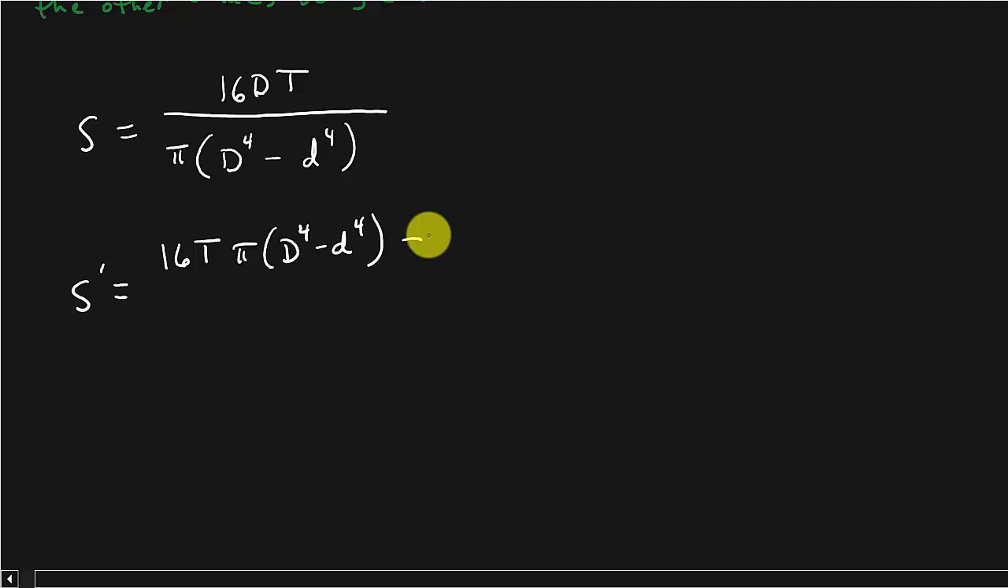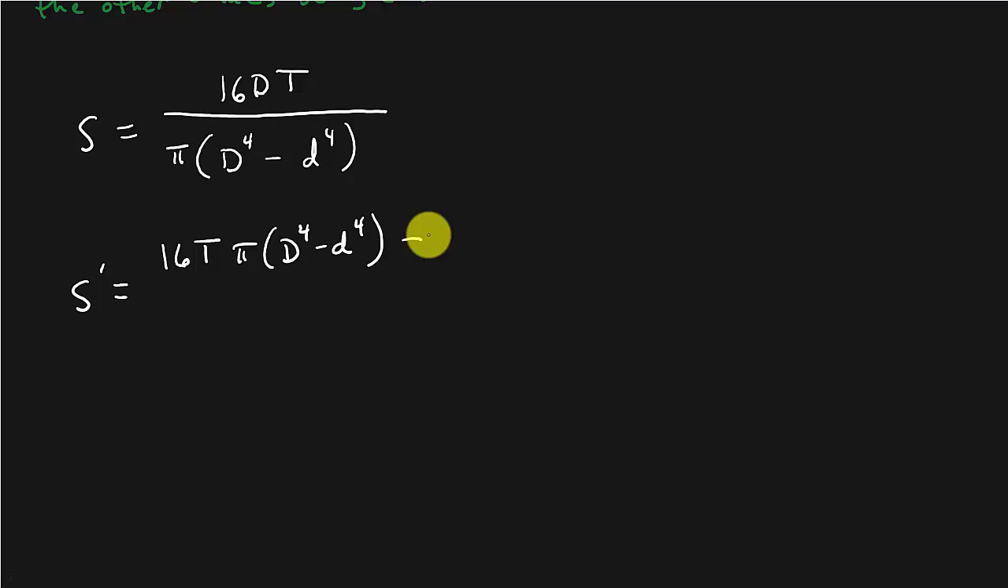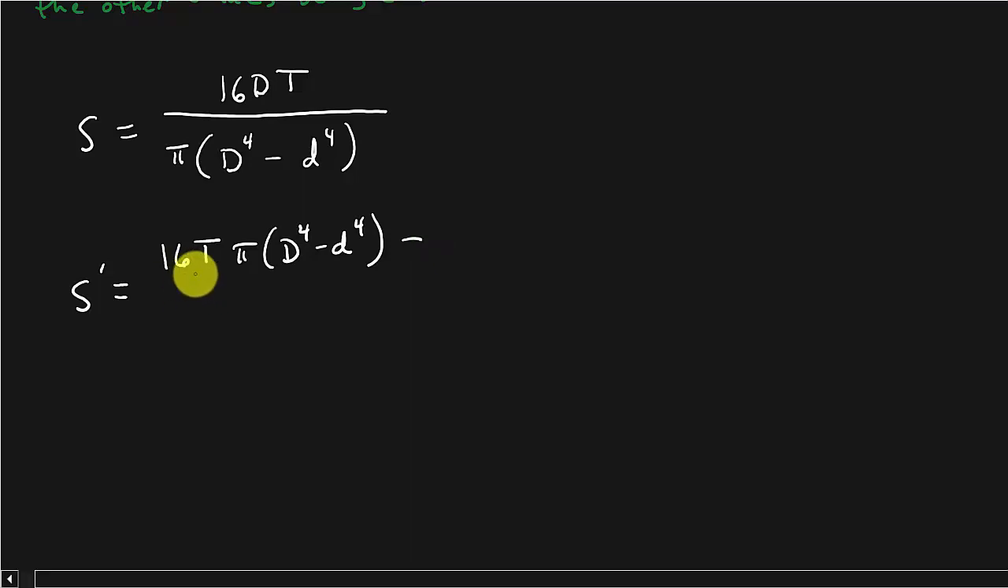That's minus the derivative of the denominator, because we've got the derivative of the numerator here, 16t, times the denominator, minus the derivative of the denominator. Well, the only variable here is the capital D to the fourth. Little d is a constant. What's the derivative of this? That's going to be 4 pi D cubed. You see that? That's the derivative of the denominator.